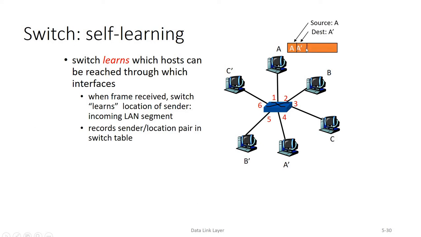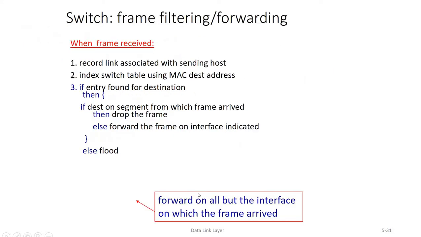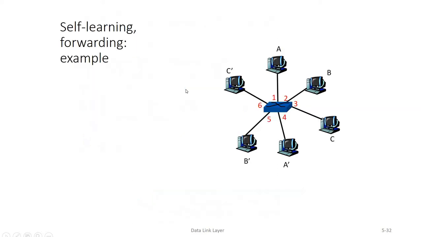So let's say this is the sender. The switch table is empty. So once this one sends, we know the interface A had the MAC address A. This is how learning will happen. So the switch records the link associated with the sending host and indexes the switch table, as we can see here. That means the switching interfaces are limited, so each switch can hold a limited number of hosts, it cannot be more than that.